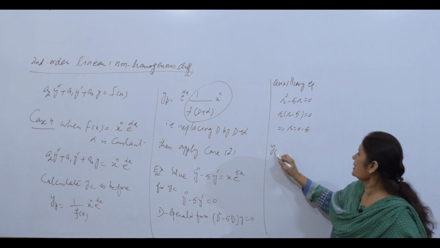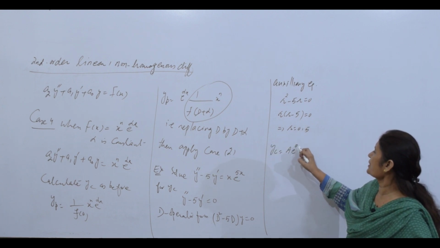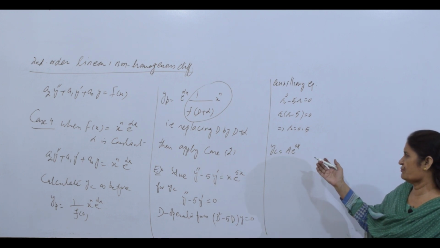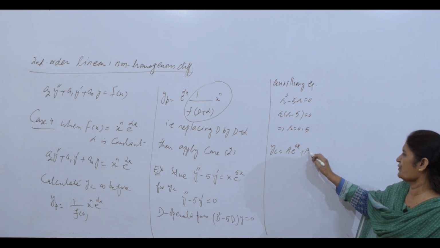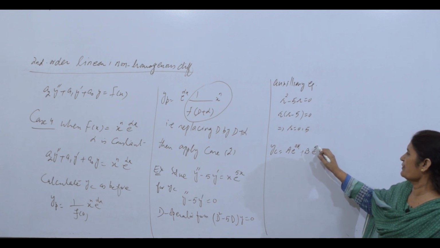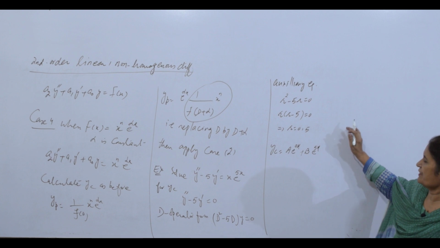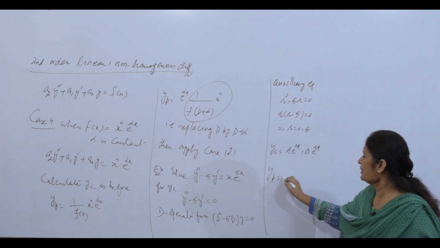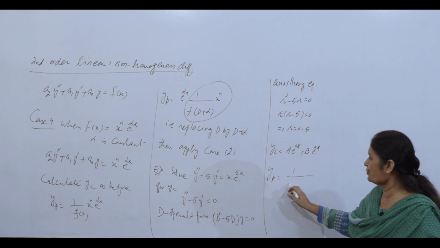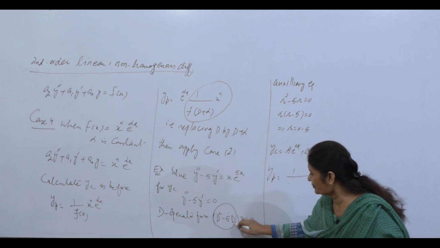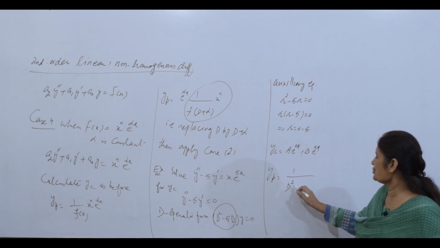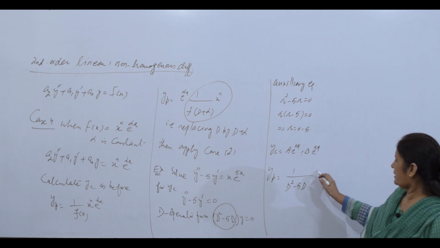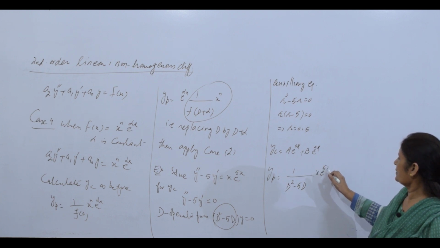Roots are real distinct. Alpha is 0, so e raised to 0x you are not writing, but for your understanding I am writing; otherwise there is no need. So A plus B e raised to 5x. This is your yc. Yp is 1 over a polynomial in D, and this is the polynomial, which is D square minus 5D, and x e raised to 5x here. Look at that.